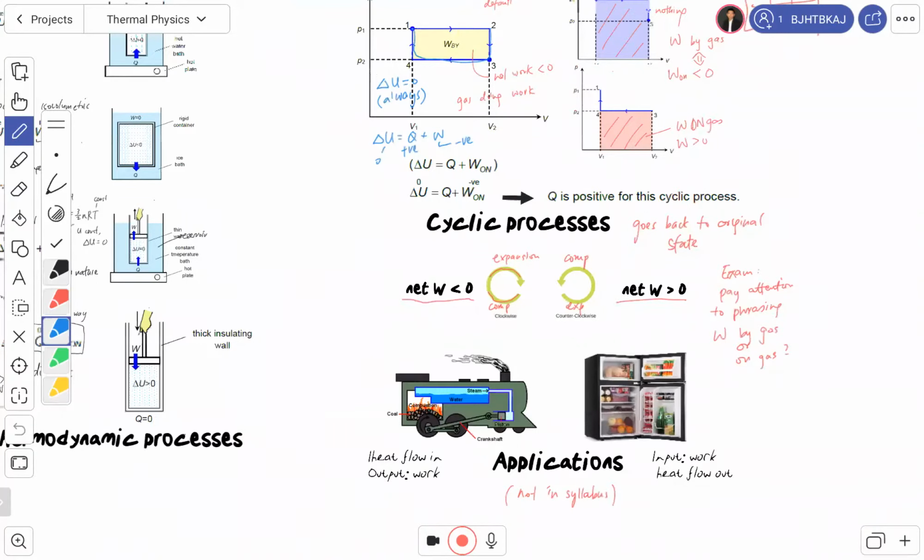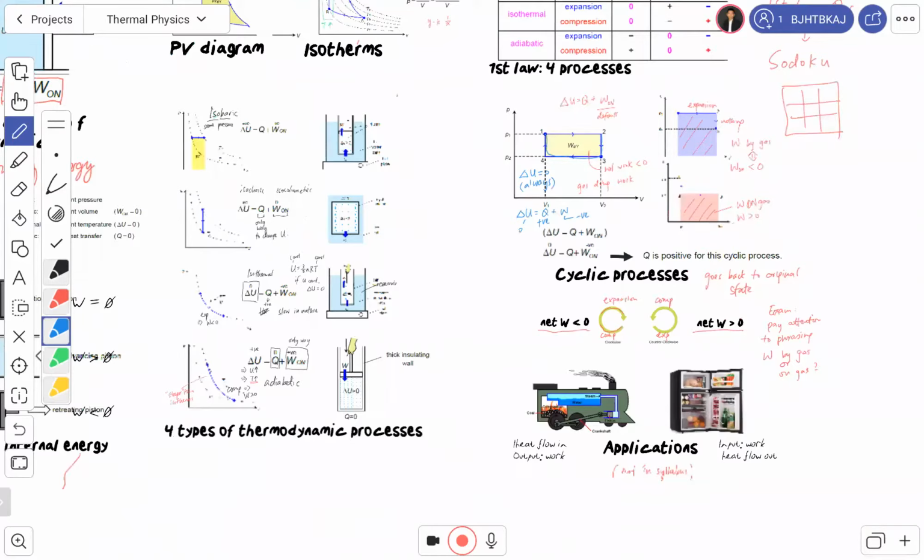That's thermal physics at a glance. Any questions?